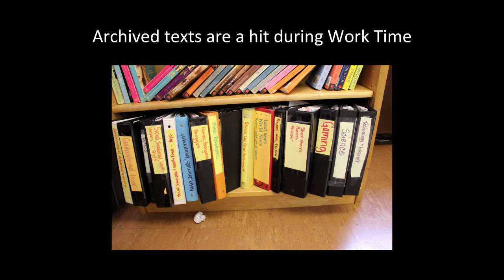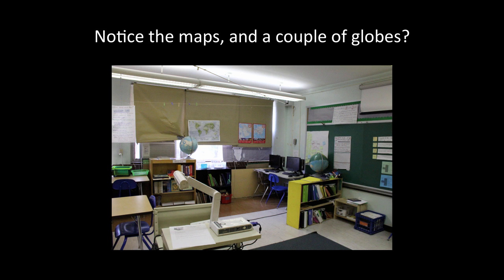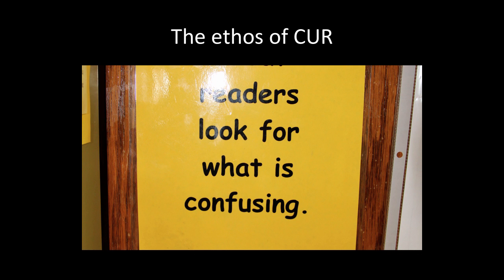Some kids have trouble finding text for unison reading, so these are good examples. A lot of kids need reading models, and retired texts become really great artifacts for kids who need ideas. There's another example of some retired text. Here's a classroom with some nice little spaces for kids to read and meet. Resources, a couple globes. Good readers look for what's confusing.